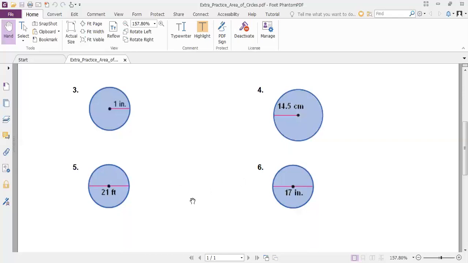What is the rule again? The radius equals the diameter divided by 2. So I will divide the diameter over 2, and the radius is equal to 10.5. After that, the area is equal to what? 3.14, it means pi, right, times 10.5 squared, or 10.5 times 10.5.